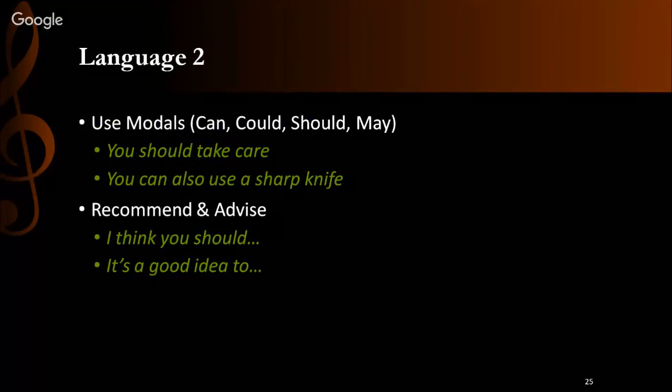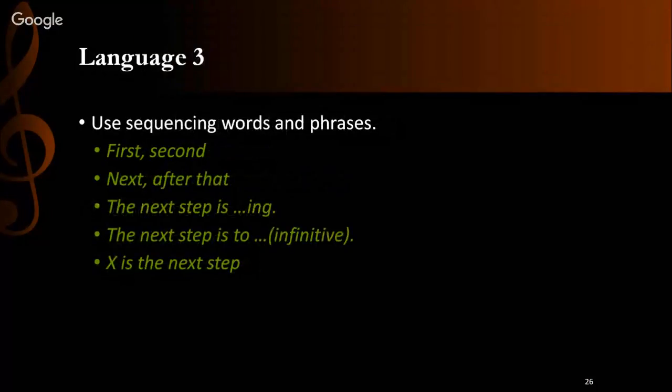Language two, use modals like can, could, should, may, etc. You should take care. You can also use a sharp knife. Other sentences: recommended advice, I think you should, or it's a good idea to. Language three, use sequencing words and phrases. First, second, or next, after that. The next step is dash dash dash ing. The next step is to use the infinitive form. X is the next step. So these are some suggestions for you to write a procedural paragraph.